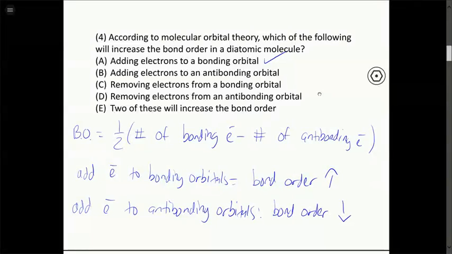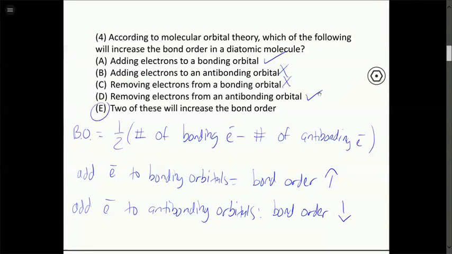We know that removing electrons from an anti-bonding orbital will increase the bond order. So 2 of those statements will result in an increase in the bond order. These 2 here, if we add electrons to an anti-bonding orbital, that decreases the bond order. And if we remove electrons from a bonding orbital, which is choice C, that will also decrease the bond order.